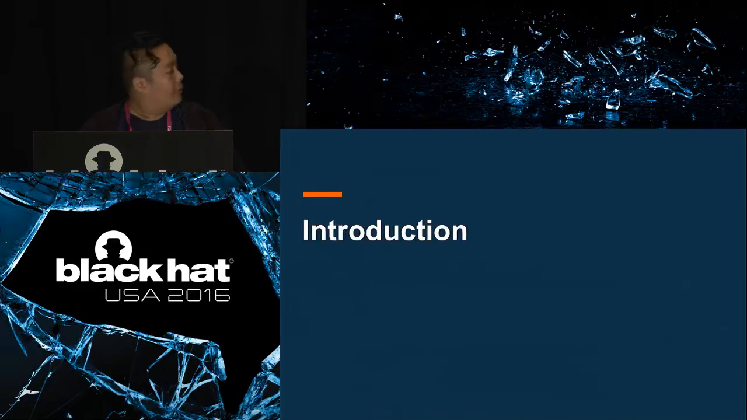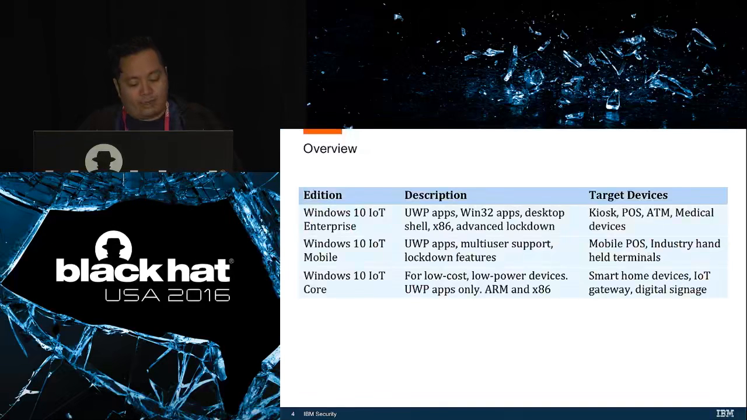So Windows 10 IoT Core is part of the Windows 10 core platform and is designed specifically for small footprint and low-cost, low-power devices. There are 3 editions of Windows 10 IoT, but we are only concerned with the Windows 10 IoT Core edition. That's for low-cost, low-power devices, and aimed at smart home devices, IoT gateways, and digital signage.